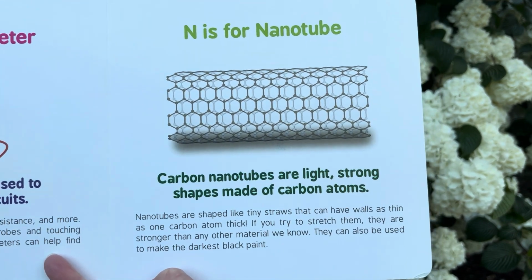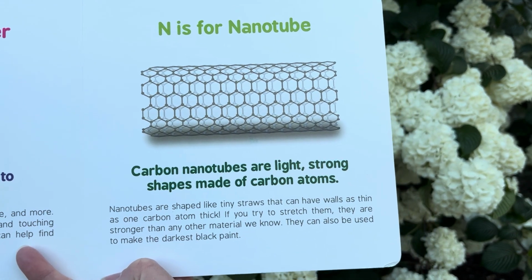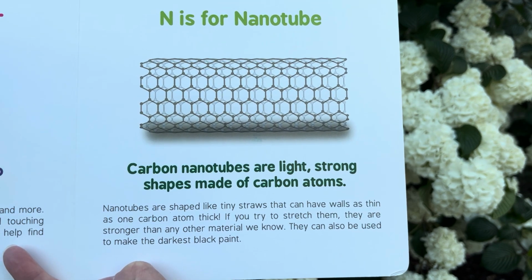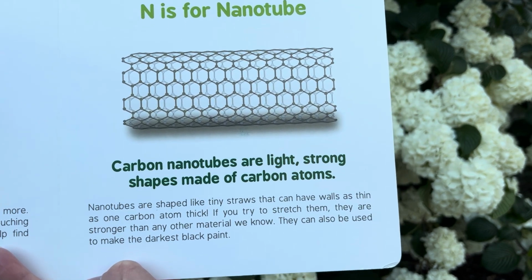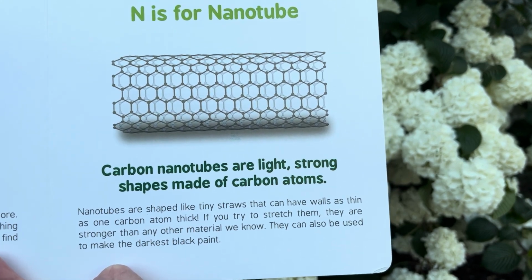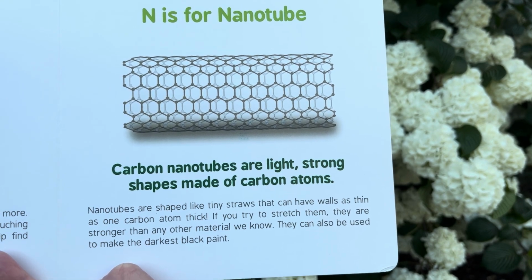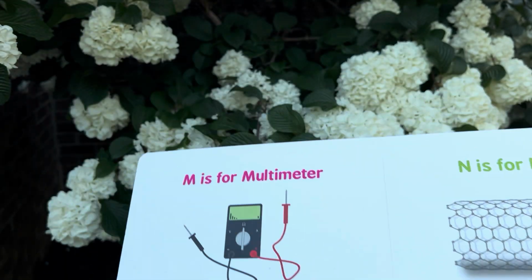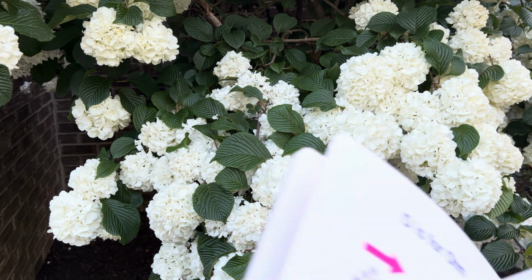N is for nanotube. Carbon nanotubes are light, strong shapes made of carbon atoms. Nanotubes are shaped like tiny straws that can have walls as thin as 1 carbon atom thick. If you try to stretch them, they are stronger than any other material we know. They can also be used to make the darkest black paint.